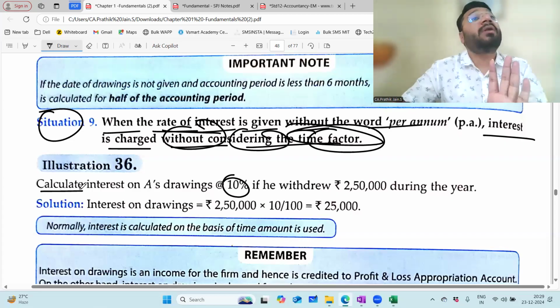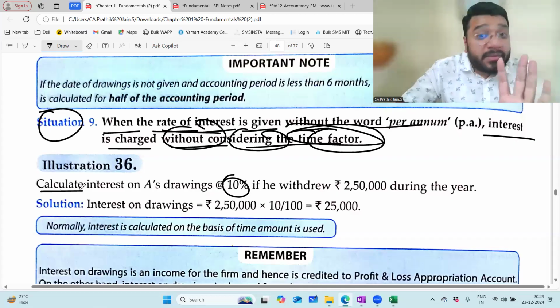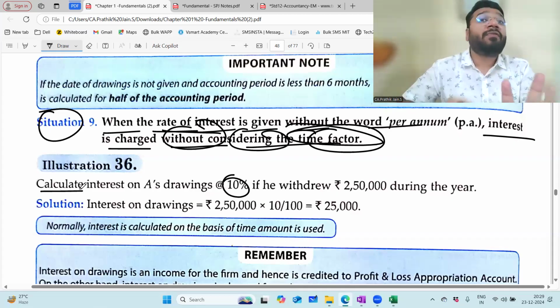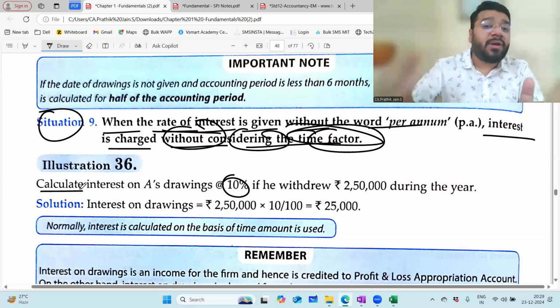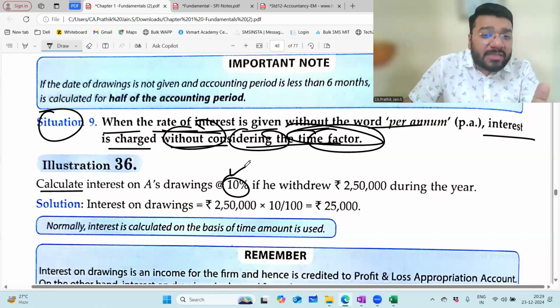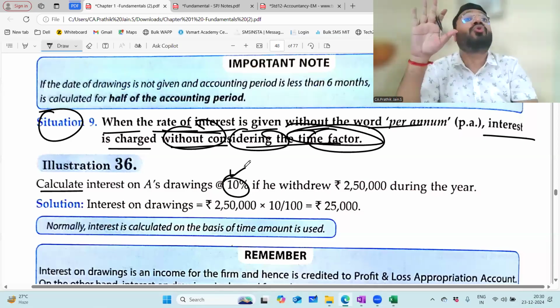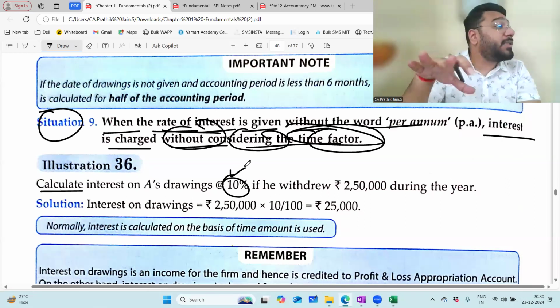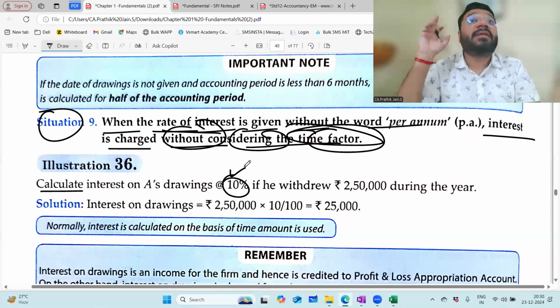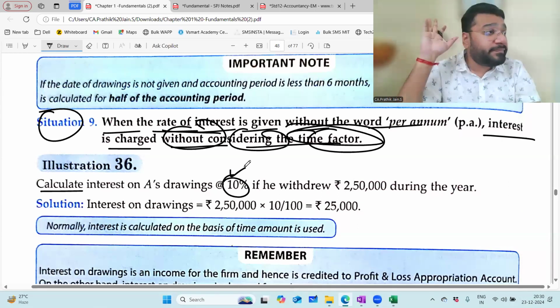Now, conceptually, if you ask me, this rule will stand true for all the interest calculation. Whenever the word per annum is not given, the time factor has been considered. That is how it has been construed even in other concepts. But in the entire 12th standard, they have not applied this concept in any other place. That is why in the beginning I gave that restriction.